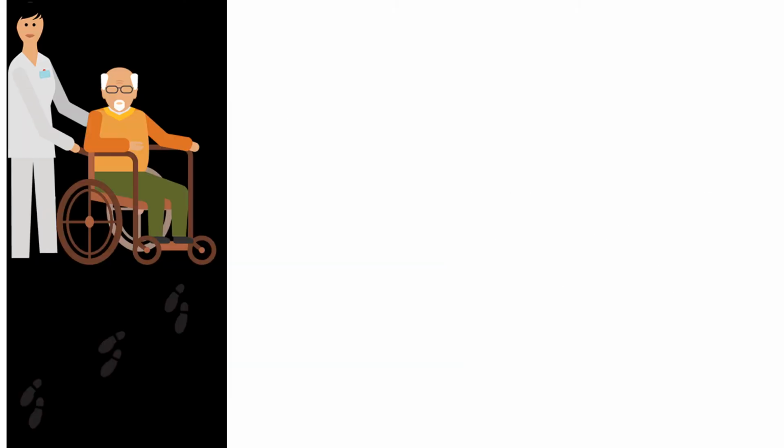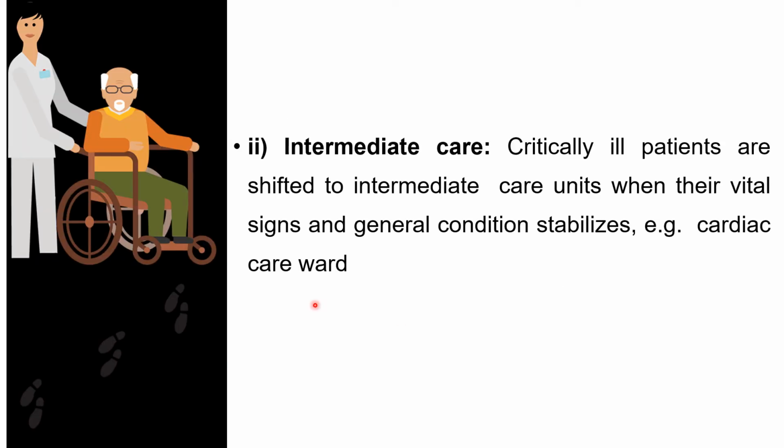Next is intermediate care. In the intermediate care, there will be patients who are shifted from intensive care unit since their vital signs are stable and there is general condition stabilization. Example of an intermediate care unit is cardiac ward. Here the patients will be shifted from coronary care unit when their vital signs or general condition stabilizes.